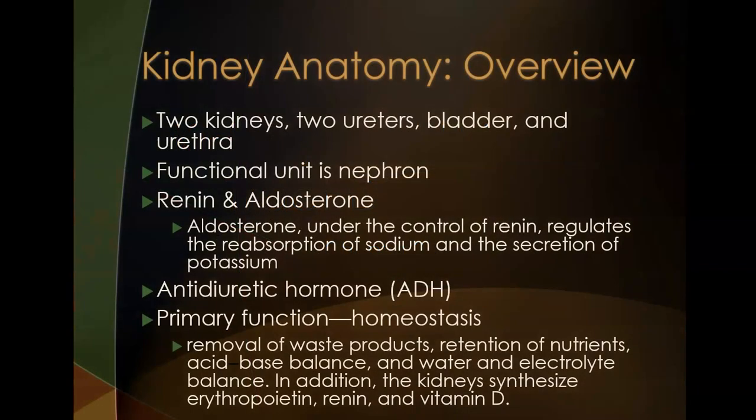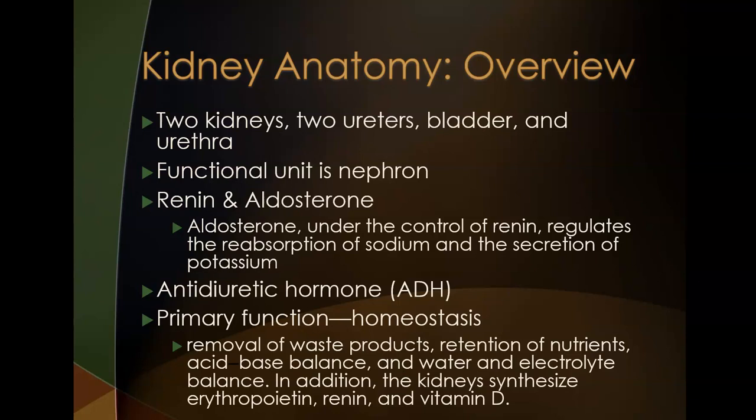All right. The quick overview of the kidney anatomy. We have two kidneys, two ureters, a bladder, and a urethra. The functional unit of the kidney is the nephron, and hormones that are involved in water balance and influence the kidney are renin and aldosterone. Aldosterone, under the control of renin, regulates the reabsorption of sodium and the secretion of potassium.